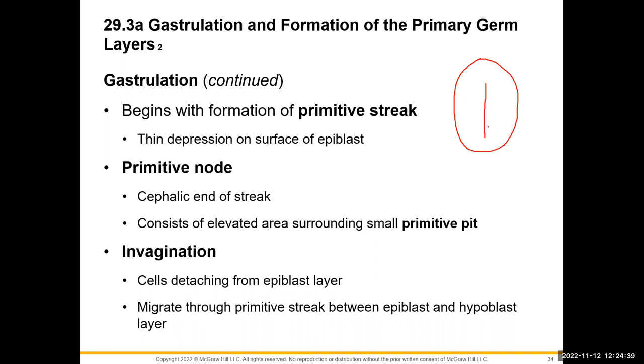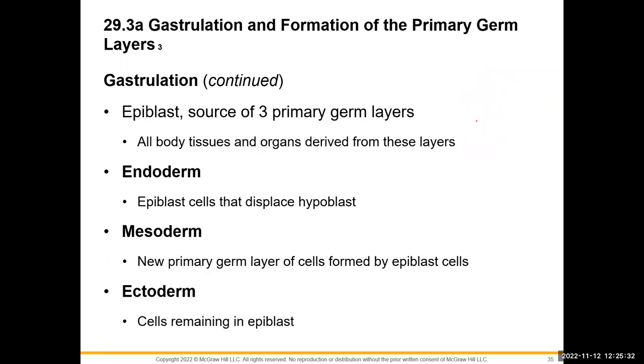At this time, near where the future head is going to be, we're going to see a structure called the primitive node, and that'll be at the top of our primitive streak. And then around the primitive node, we're going to see a small development of what we call the primitive pit. And so during the development of the primitive streak, you're going to see the cells start to push themselves inward into the primitive streak. We call that invagination. And literally the cells will detach themselves and they'll move in between our epiblast layer and our hypoblast layer, and they'll form a third layer in between the epiblast and the hypoblast layer.